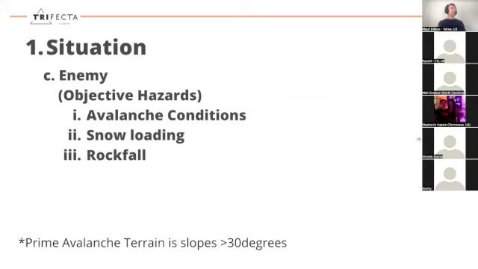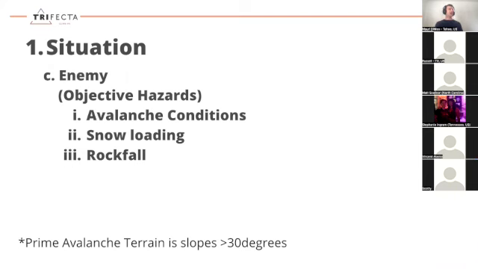Finally, we have our enemy, the third part of the situation. So in this case, our enemy is really reality, which is going to be your objective hazards, the hazards you can't control. So a few of those hazards that you can't control are going to be avalanche conditions, snow loading, and rockfall. And those are going to be dependent on temperature, aspect, so the direction your route is facing, and then also recent historic conditions with snow.